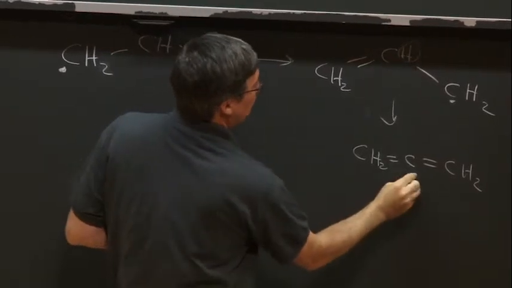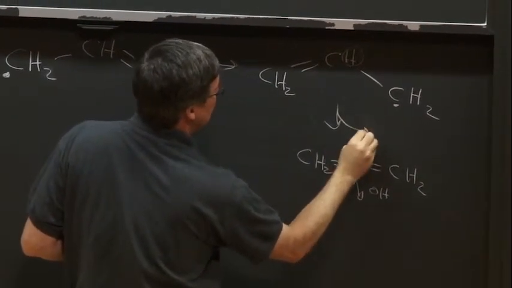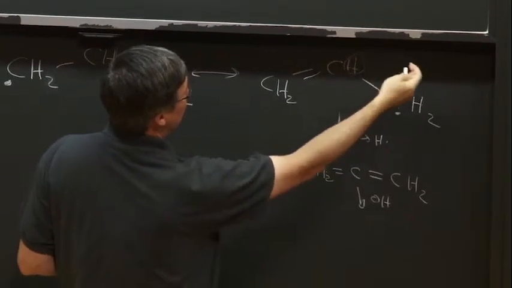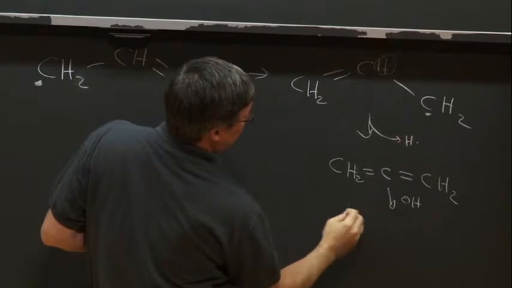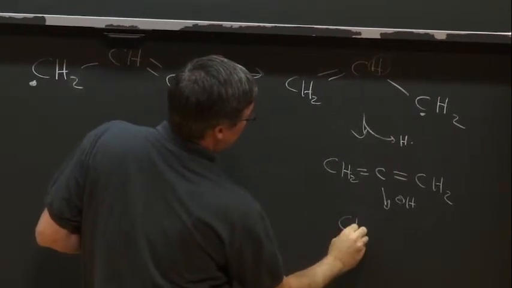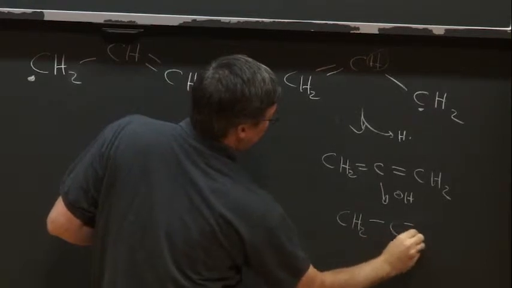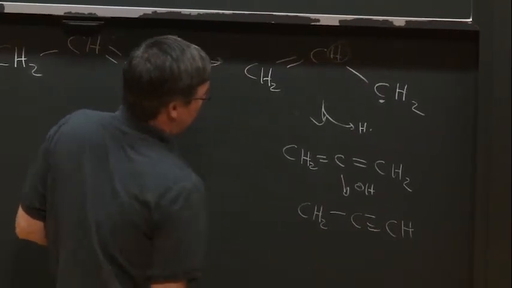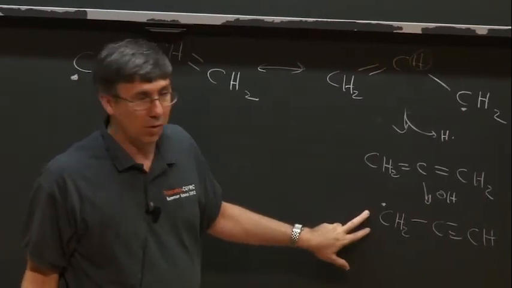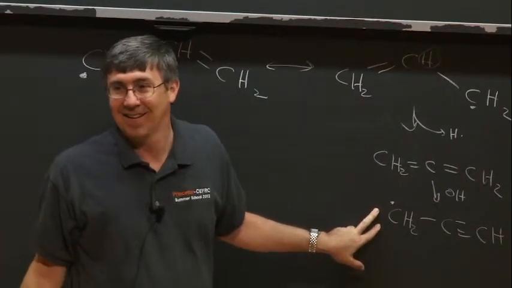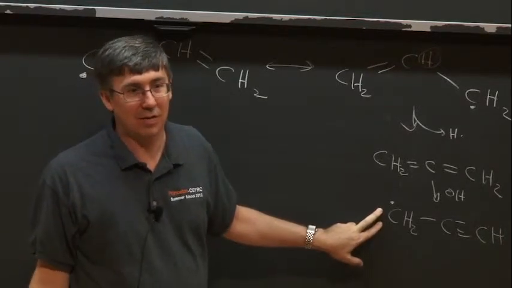If it gets to here, it'll easily be abstracted by another. So this one spits out an H. Or it could have another radical grab this H also. And then it reacts with another, say, OH, and it'll go to this species, propargyl. And this one really accumulates because it can't do anything. Okay, so then you just have propargyl sitting around and it can't do anything.